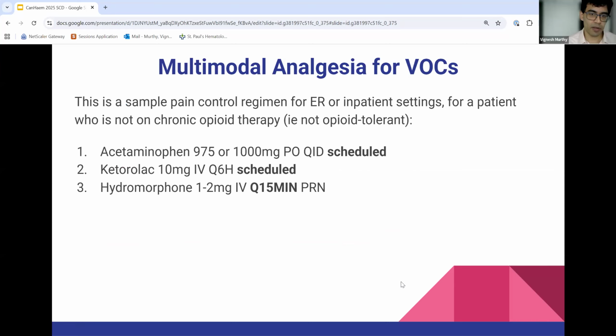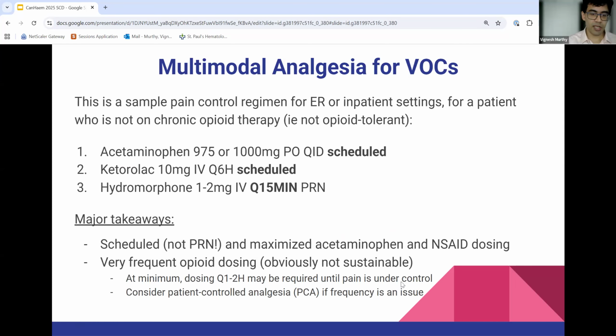So this is a sample pain control regimen for ER or inpatient settings for someone who is not on chronic opioid therapy, who's not on daily morphine or hydromorphone, who's not opioid tolerant, in other words. The takeaways here are that we're scheduling and maximizing both the Tylenol and the NSAID. It's not a PRN. One of the things I've seen most frequently, at least in my experience, is that when patients are admitted elsewhere, the NSAIDs and the Tylenol are ordered as PRNs in addition to the morphine. We find that is not as effective as scheduling those as the backbone of your pain control, and then just having the breakthrough hydromorphone as your addition.